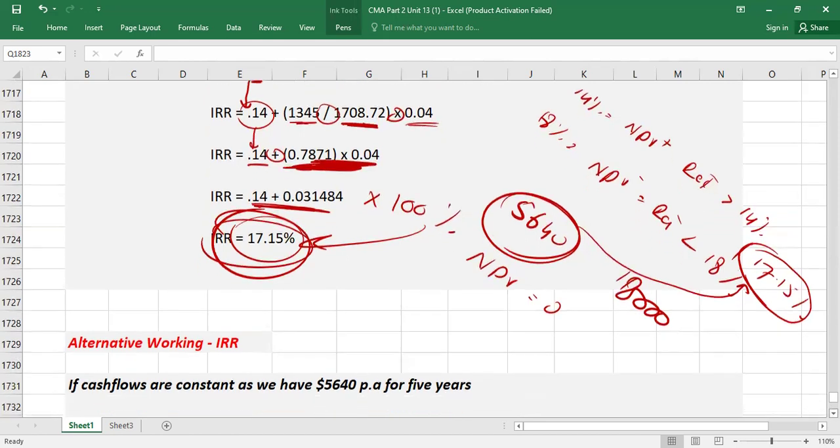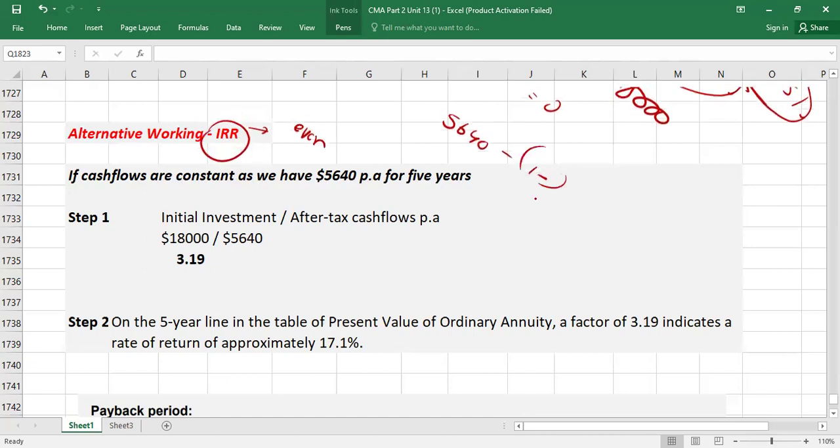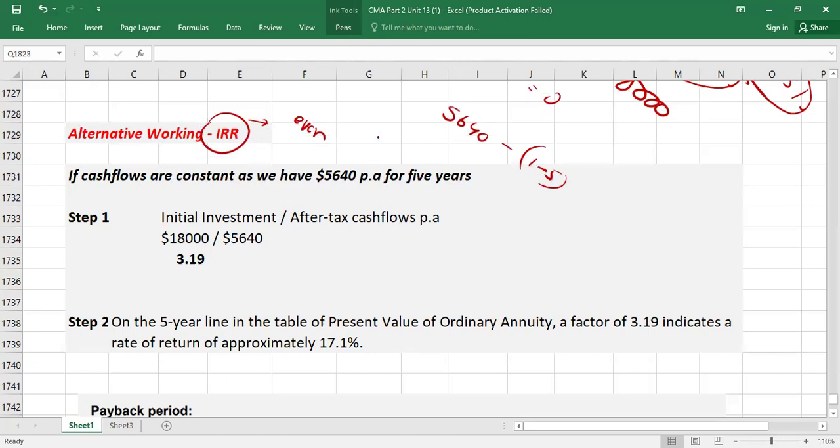Now I'm going to tell you there is an alternative way which we can use for IRR calculation. This is a shortcut way, and sometimes this will help you. Okay, so how you will use this shortcut way, guys? Please remember this shortcut can be used only if cash flows are even. And we know our cash inflows are even, which is 5640 from year 1 to 5. Right or wrong? And we have initial investment of 18,000. So these are even cash flow scenario. Like every year we have a 5640.